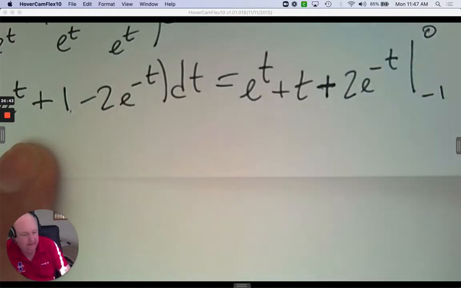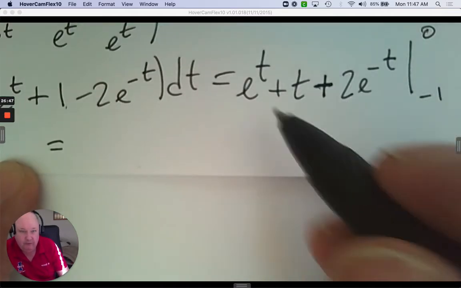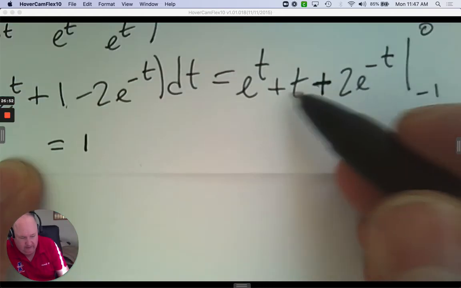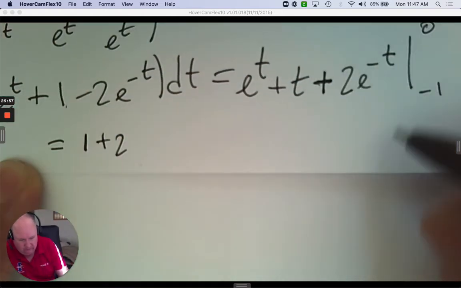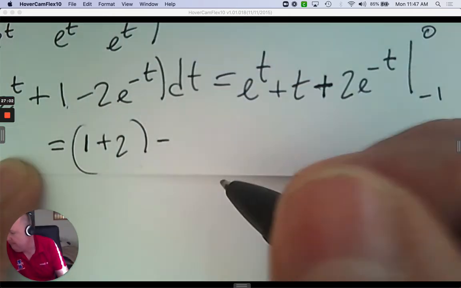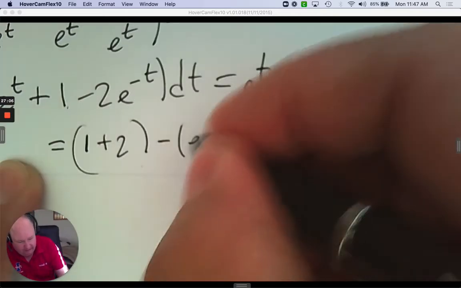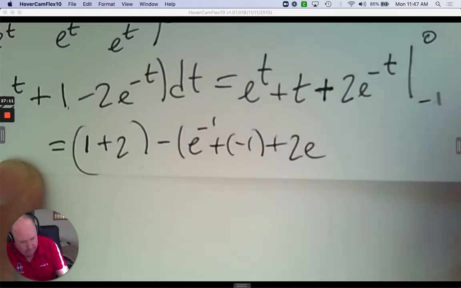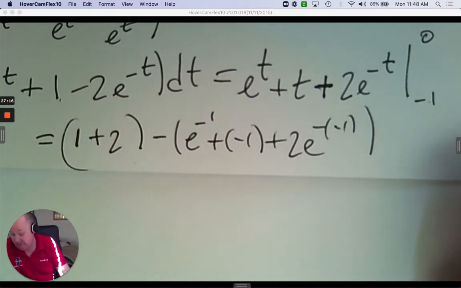So now plug in a 0 first. Feel free to simplify if you want or not. So e to the 0 is 1, plus 0 is still 1, and then e to the 0 is 1. So that's just 1 plus 2, which is 3. And then the second one, plug in -1. And you don't have to simplify it. You could simplify it if it asked you to.